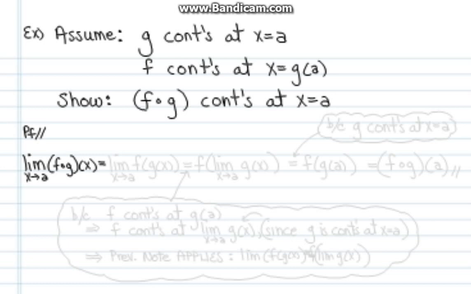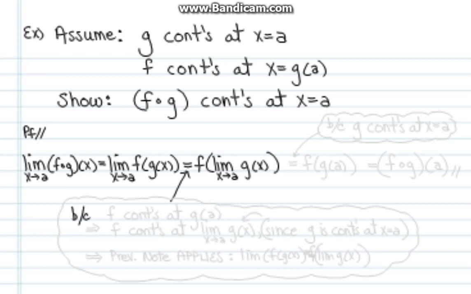Let's continue. This is equal to the limit as x approaches a of f of g of x. That's the definition of f composite g. And that's equal to f of the limit as x approaches a of g of x. Now, why is that true? That's a pretty bold statement. It's true because of what we were just discussing before we started this proof, the previous note.